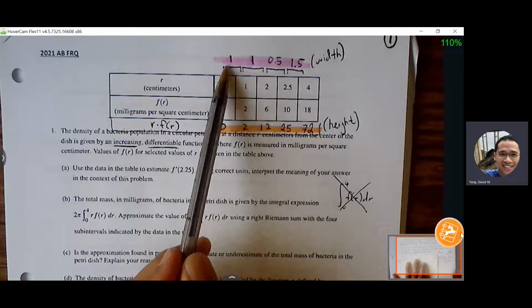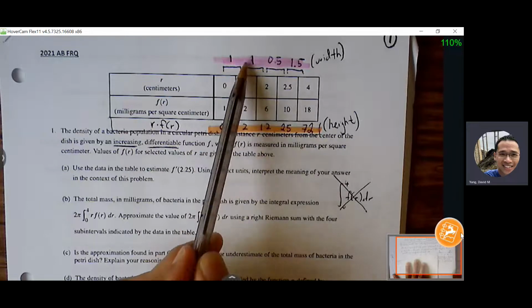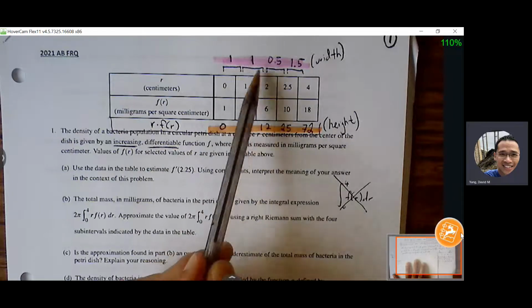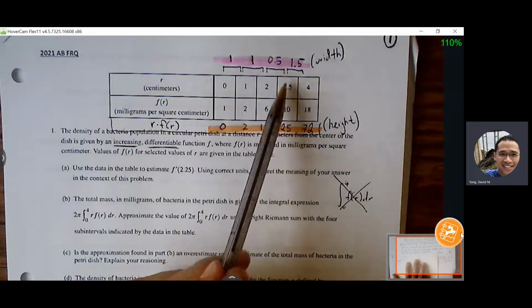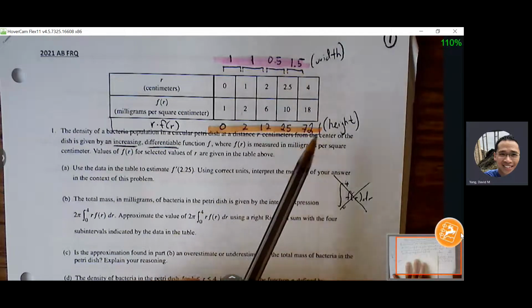So the first rectangle is 1 times 2. Second rectangle, 1 times 12. Third rectangle, 0.5 times 25. And the fourth rectangle, 1.5 times 72.